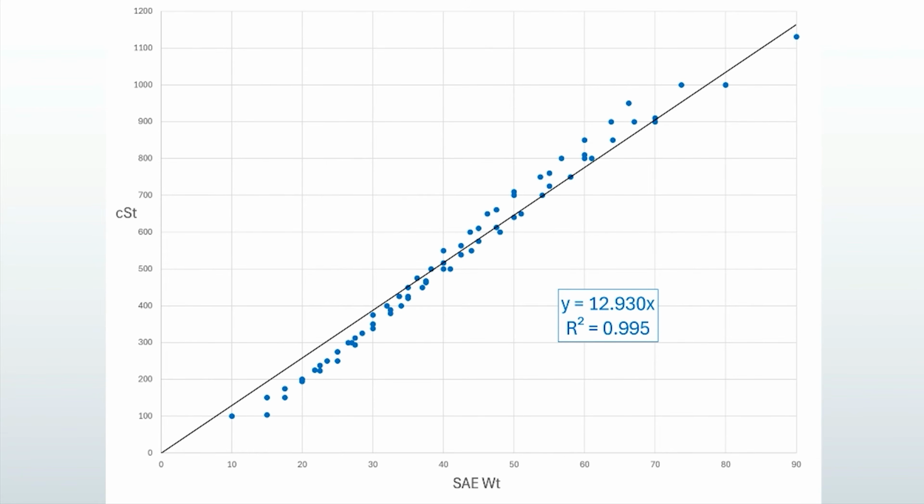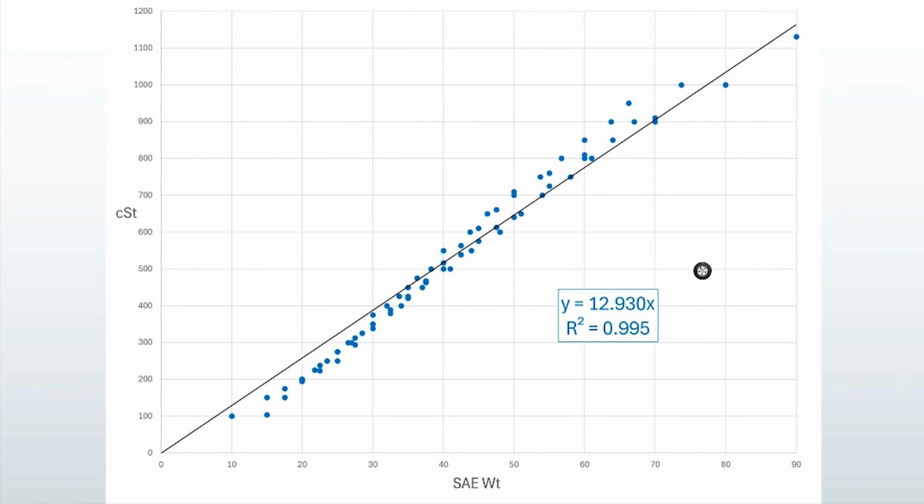I want to look at just one more thing. It looks like the line doesn't quite go perfectly through the visual center of the data. It's a little high here, and it's a little low up here. It looks like when we set the 0, 0 point, the line tilted a little bit. Remember, 0, 0 is a data point that we essentially added based on our engineering judgment. 0 SAE should equal 0 cSt. That's a very reasonable assumption.